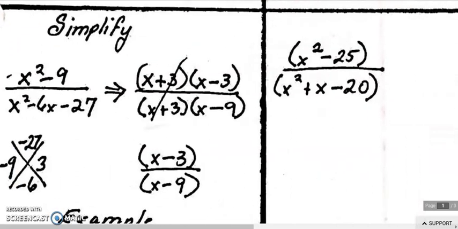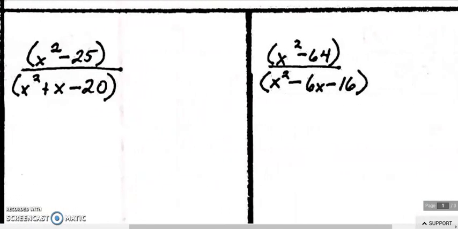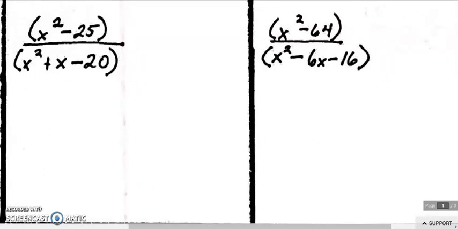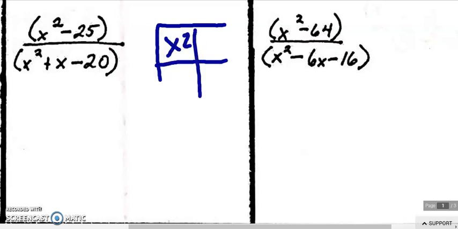So if I'm looking at this first example right here, if I want to try to simplify x squared minus 25 divided by x squared plus x minus 20, the first thing that I'm going to want to do is factor both the numerator and the denominator. And so, of course, you can use whatever method you want. I'm going to look at it using the box because that's how we've been doing it in class more often than not.